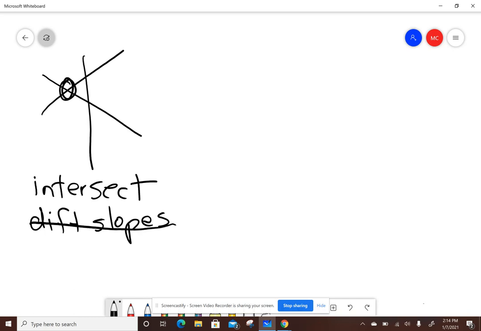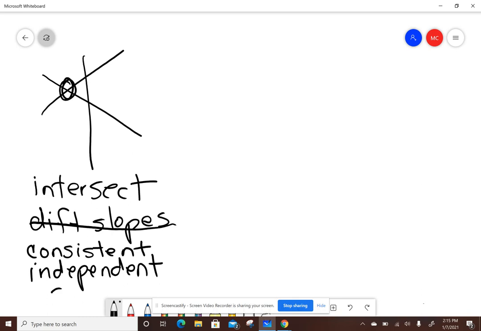Now, let's describe the system. This system is consistent because there's at least one answer. Independent because they go in different directions. So this is a consistent, independent system. If you didn't already copy this down from the first video, you should copy it down now.